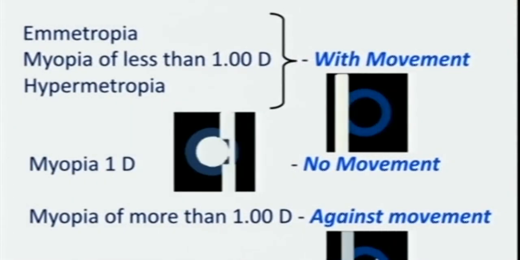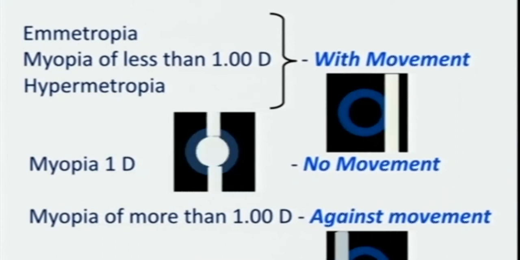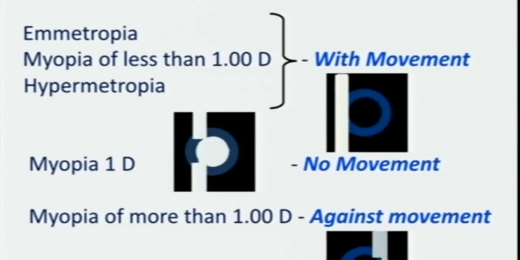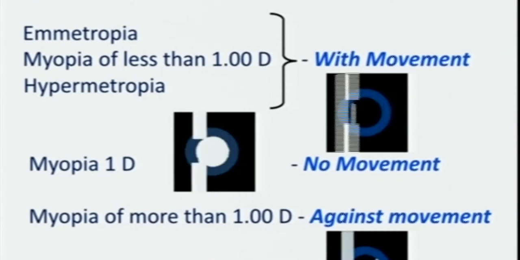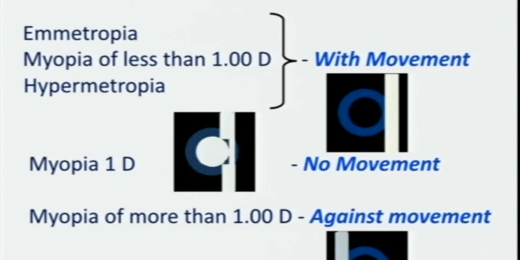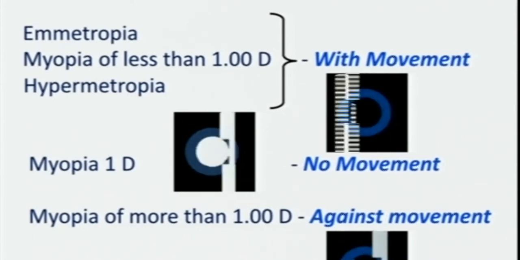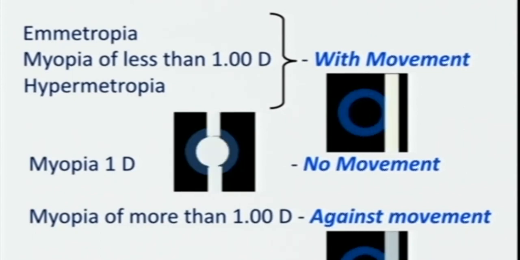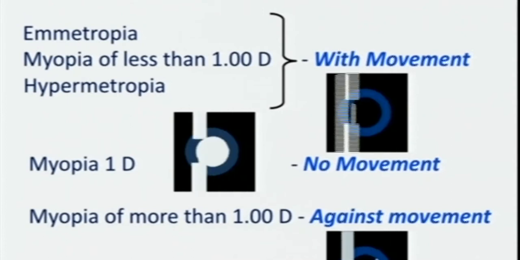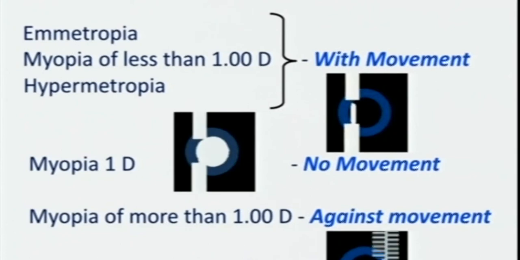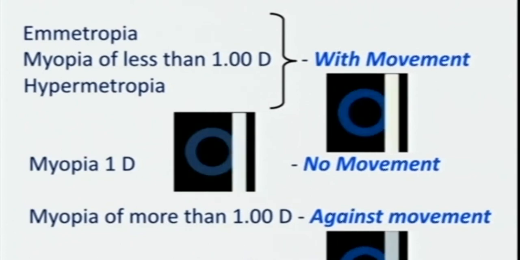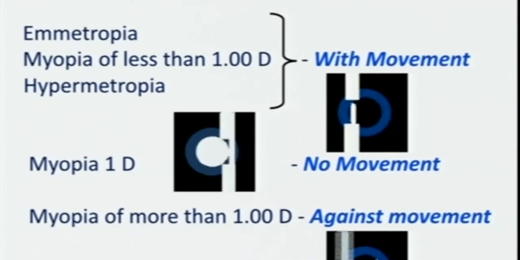Here you can see all the three movements. The first one is with movement for an emmetrope, myopia of less than 1 diopter, and hypermetropia. This will be at 1 meter retinoscopy. For myopia of 1 diopter, there will not be any movement, because you are doing it at 1 meter, so the distance correction would be 1. So minus 1 would be the power. Myopia of more than 1 diopter, that means the image is falling between the patient and the observer, it will be against movement. This is the principle.